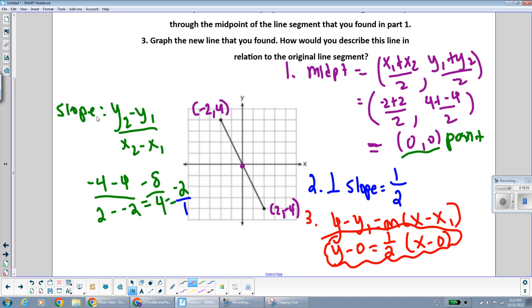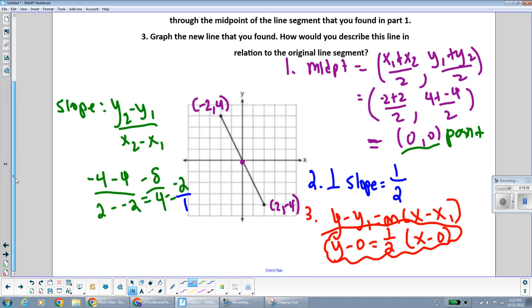But part it does say to graph the new line that we found. In order to make our life easier with graphing, I am going to put this in y equals mx plus b form. So y minus 0 is y. If I distribute the 1/2, I have 1/2 x. 1/2 times 0 is 0. We have a y-intercept of 0. So we're going to start at 0 while graphing on the y-axis.